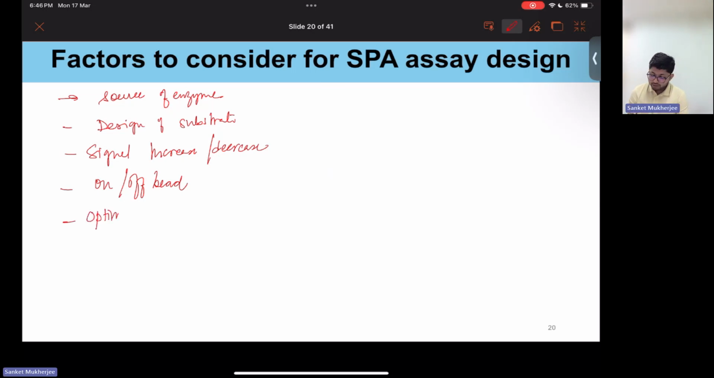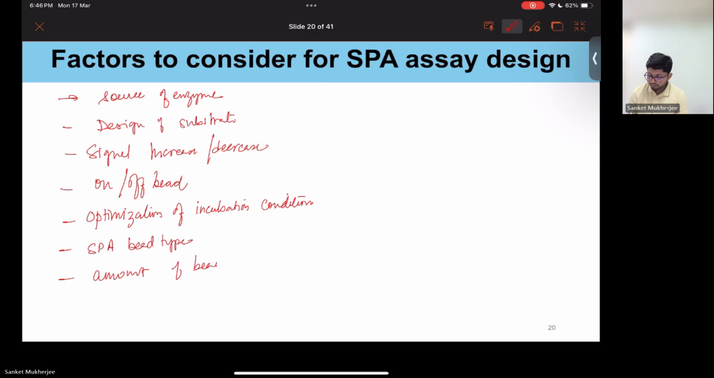Optimization of incubation conditions. Selection of the SPA bead types. Amount of the bead that needs to be optimized. Performance criteria, like buffer and all those kind of things. And then there is validation.